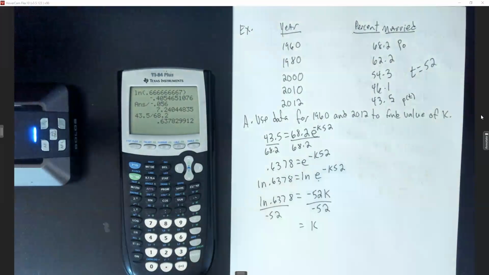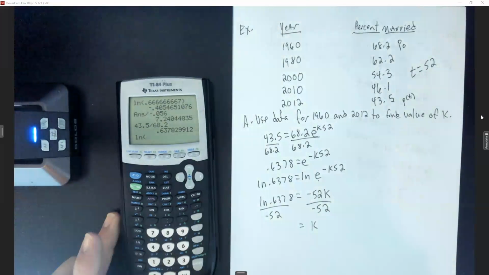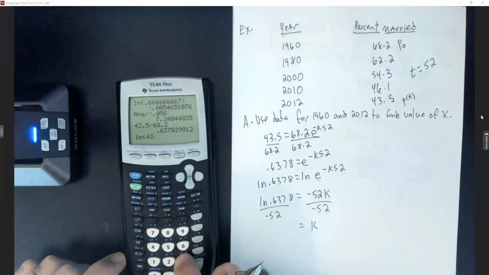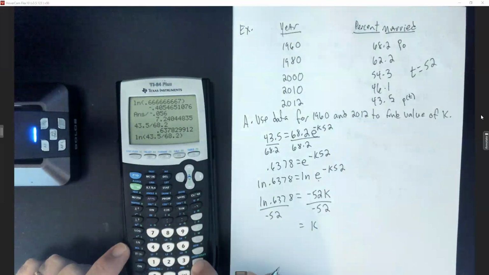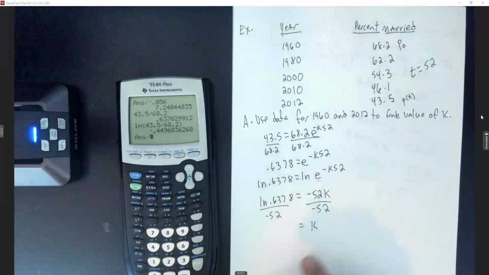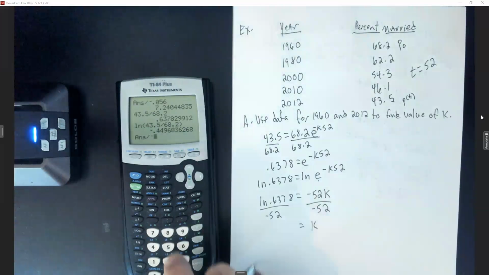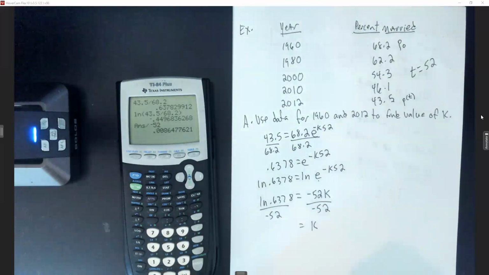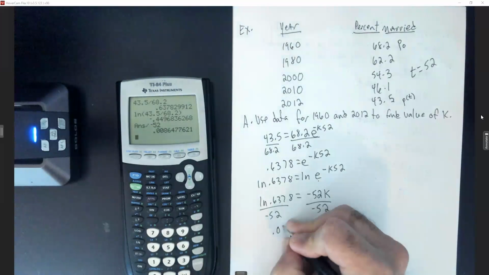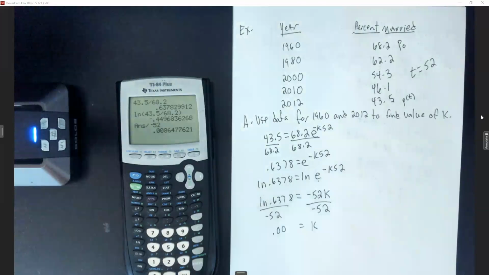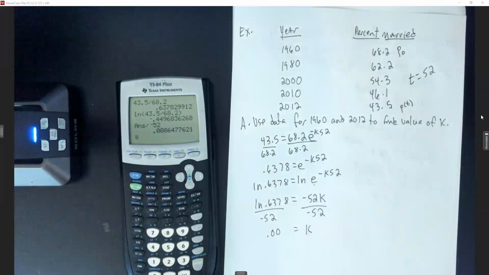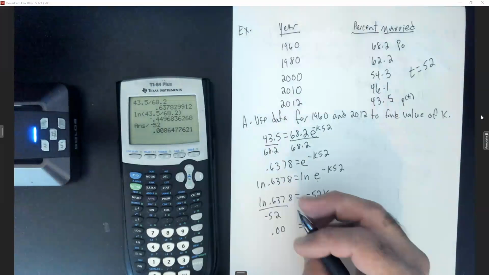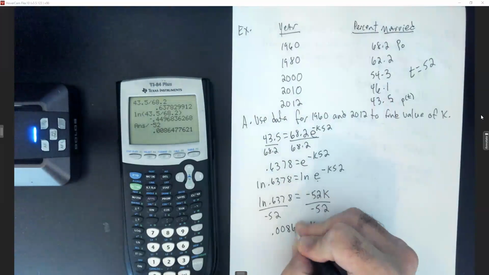Negative 52. All right, so let's see what that gives me. Now, if you want to be really accurate at this part, you can do ln of 43.5 divided by 68.2. Get that answer, and then divide that by the negative 52. So these negatives are all going to make this into a positive 0.00. Well, what's that next number? I can't see, y'all. 0.00864. Okay, so let's see. They want us to round to 4 decimal places, so that'll be 0.0086. There you go.